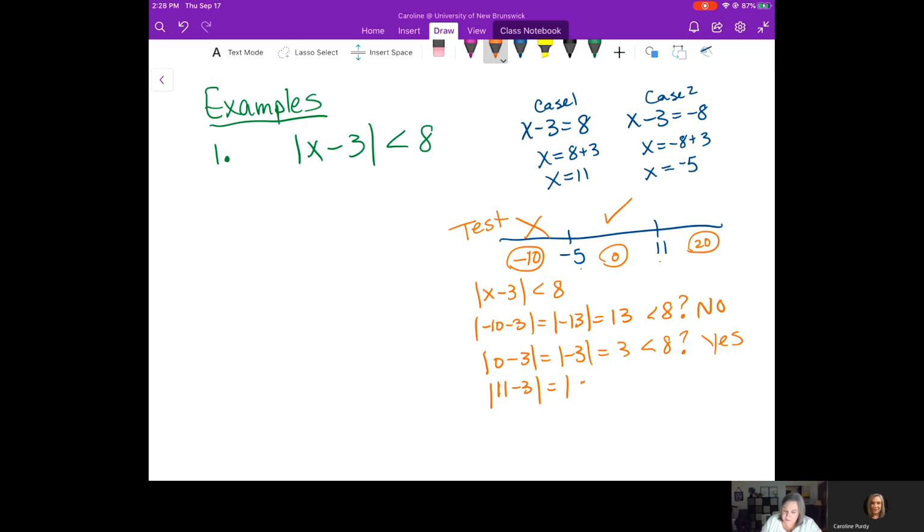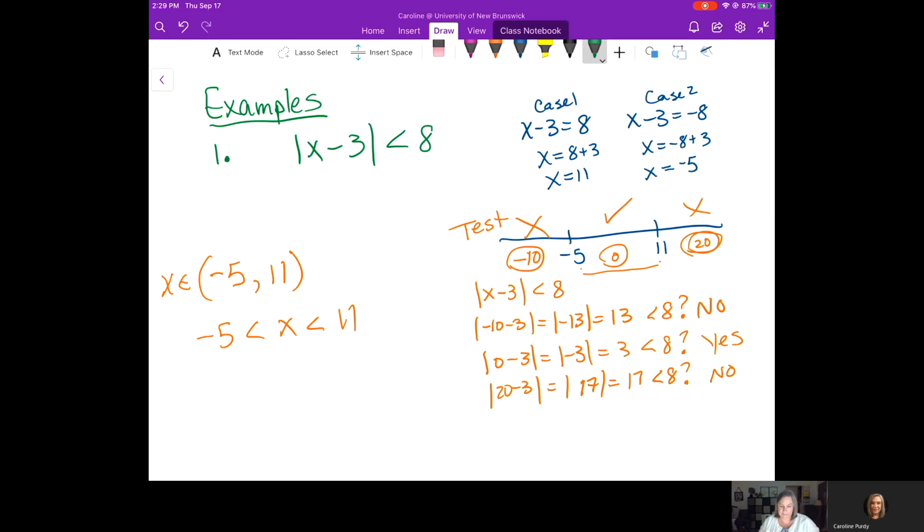Oh, not 11. Sorry. I noticed I made a mistake because I got 8, and that's what we used to find the 11. So 20. 20 minus 3 is 17. Absolute value of 17 is 17. Is that less than 8? No. So the interval that works is in between. So we would say between negative 5 and 11 works. There's no equal sign, so we could say that x is a number between negative 5 and 11, not including those. And the other notation, we would write like this.